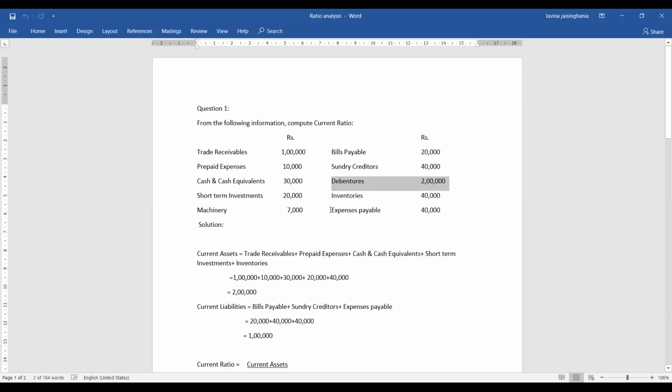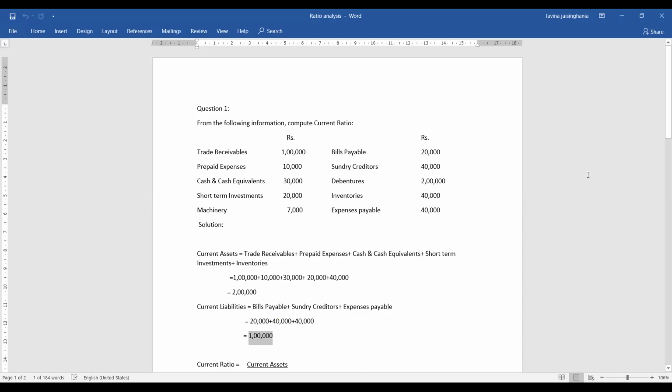Inventories is an asset. And expenses payable, that is outstanding expenses, you have to pay, and those expenses we generally pay within 1 year, so it is part of current liabilities. So we'll add expenses payable also. Adding the 3 of them, you'll get your answer as 1 lakh. So total current assets of the firm are 2 lakh and total current liabilities of the firm are 1 lakh.